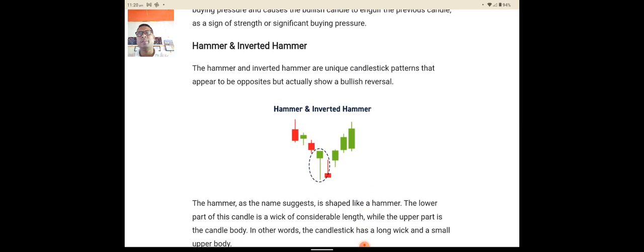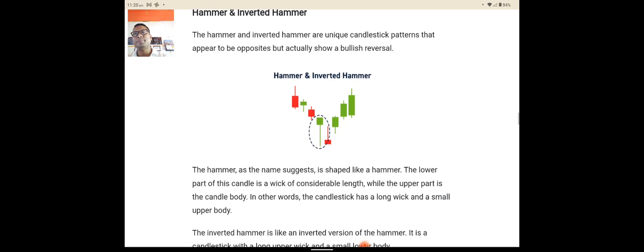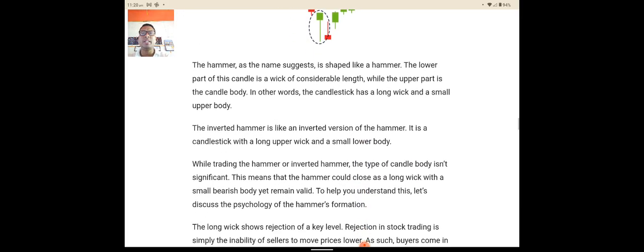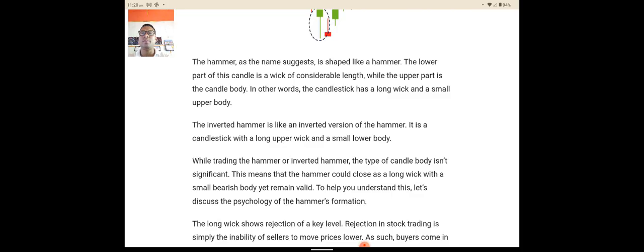Hammer and inverted hammer. The hammer and inverted hammer are unique candlestick patterns that appear to be opposites but actually show a bullish divergence. The hammer, as the name suggests, is shaped like a hammer. The lower part of this candle is a wick of considerable length, while the upper part is the candle body. In other words, the candlestick has a long wick and a small upper body.